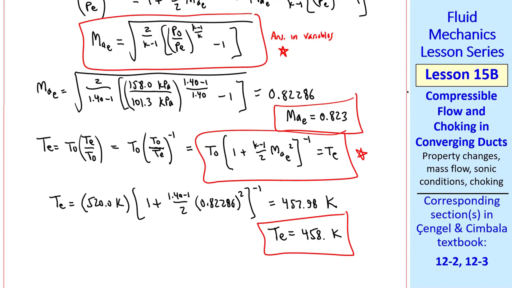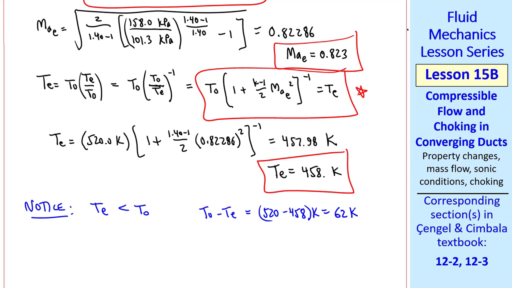Notice that TE is less than T0. The temperature has dropped by 62 K, or 62 degrees C. That's a significant drop in temperature. That's why, for example, if you push the little valve in on your bicycle tire and let the air out, the air will feel very cold to your finger, since we can approximate the tire as our pressurized tank.